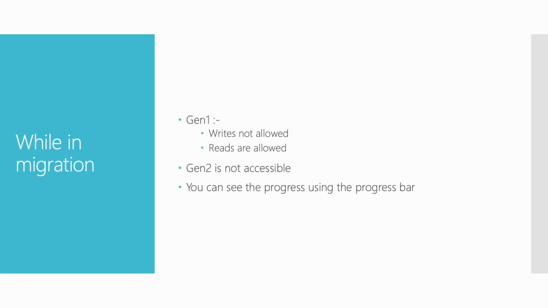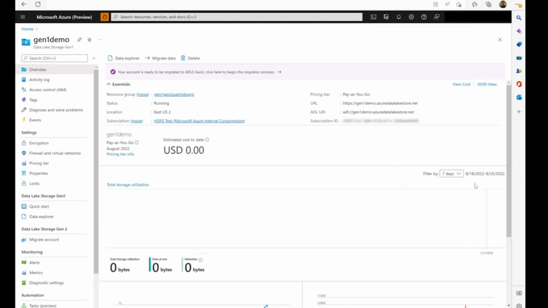While we are migrating the accounts, any writes on Gen1 are not allowed. If you write at the time of migration, you would get an error which says something like the account is frozen. But while migration is happening, you could definitely read the Gen1 account. The Gen2 account, while migration is happening, is not accessible at all. While migration is happening, you can see the progress of the migration using the progress bar. I will show that in my demo next.